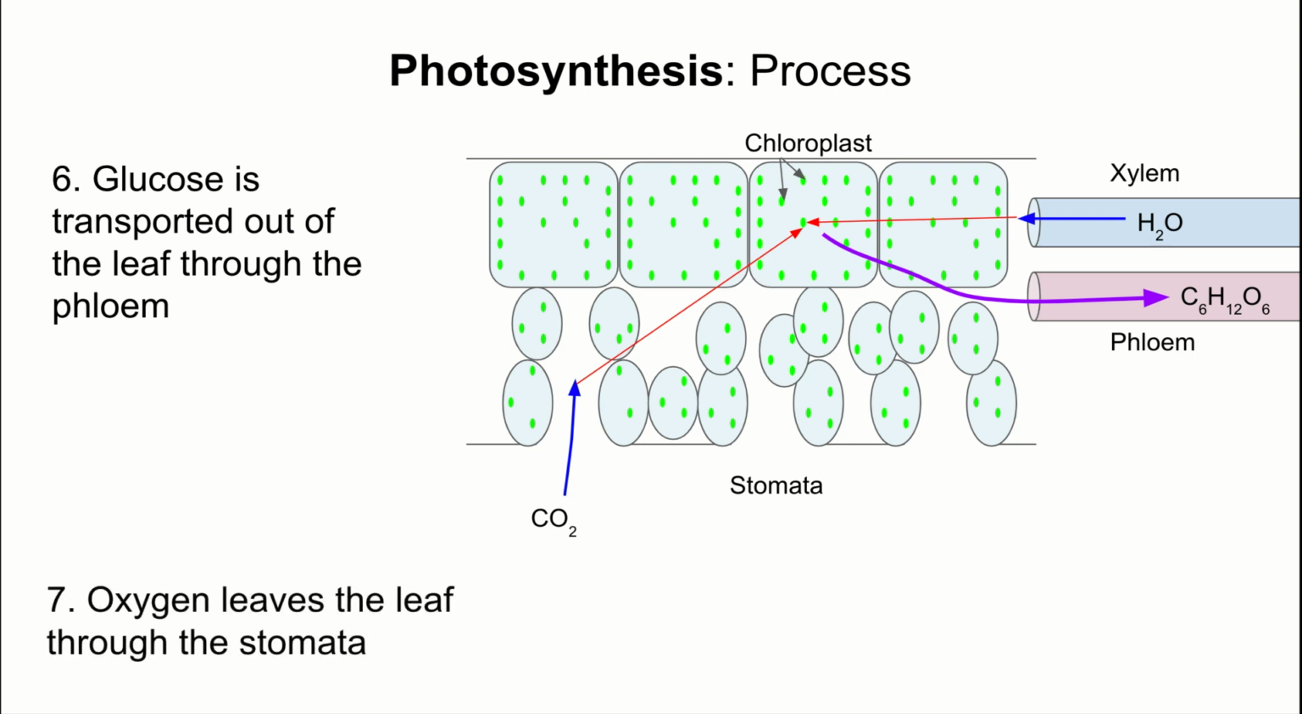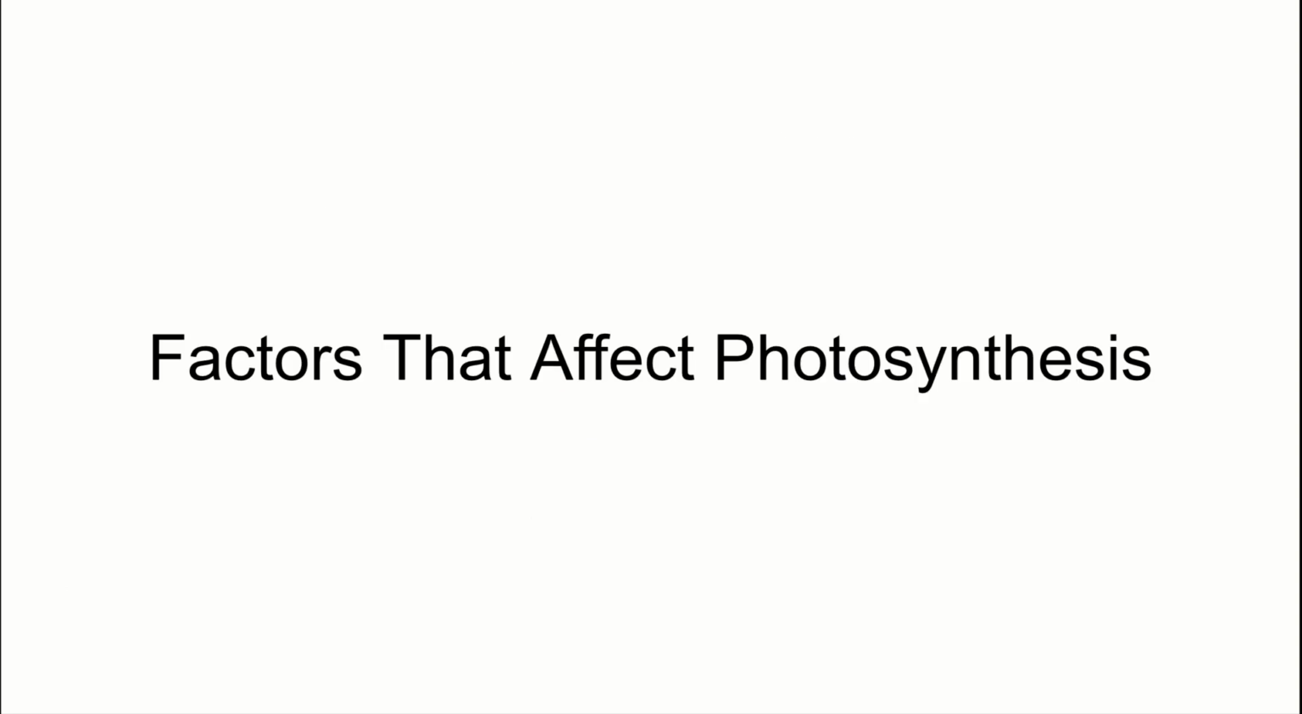Step 7, oxygen leaves the leaf through the stomata. There it goes. Oxygen just leaves and it's out. And that's the process of photosynthesis. So our next section is what affects this process. Photosynthesis, a chemical reaction, can go at different speeds, and there's different things that affect the rate or the speed, or when, or how fast photosynthesis happens.